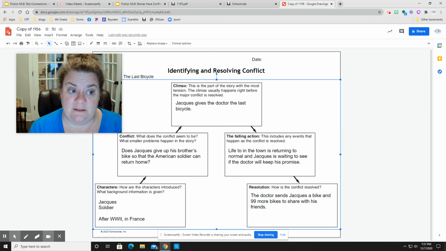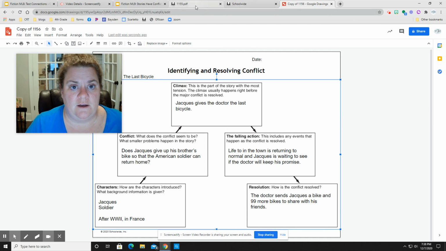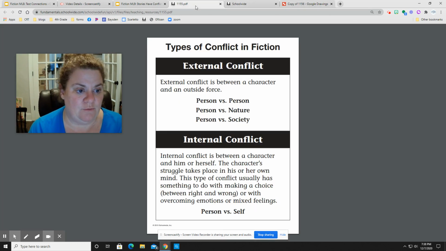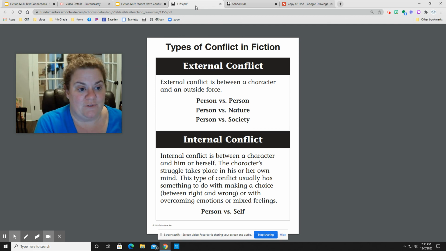So I hope you're asking yourself, what is the theme or the lesson in this story? As we continue our study of fiction, let's always make sure that we're identifying the conflict or the problem in our story, and to differentiate between the four types of conflict that you might see in a story. So those conflicts, again, are the external conflict: person versus person, person versus nature, or person versus society. Or you could have an internal conflict like Jacques. Jacques was debating with himself about whether or not to give up the bike. And so this kind of conflict would be person versus self.